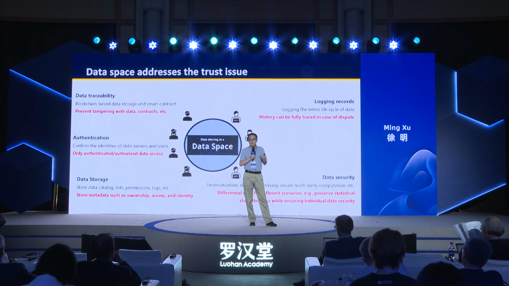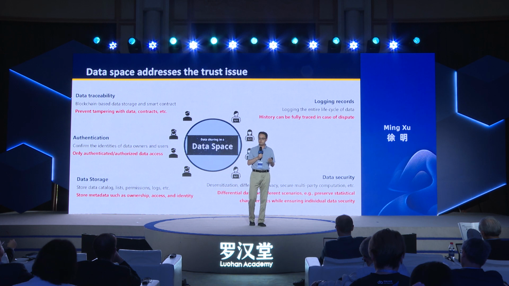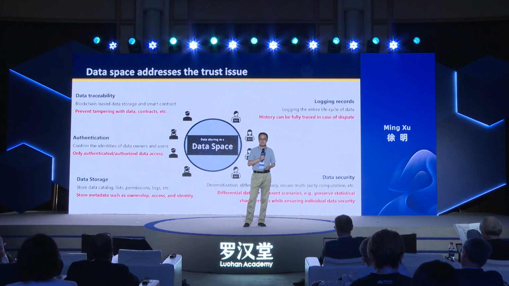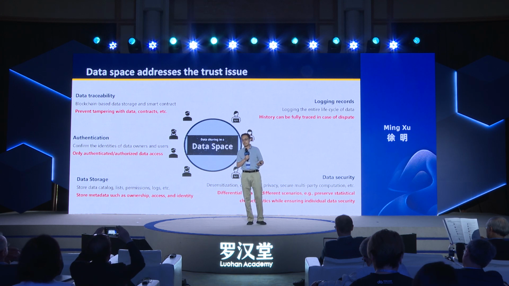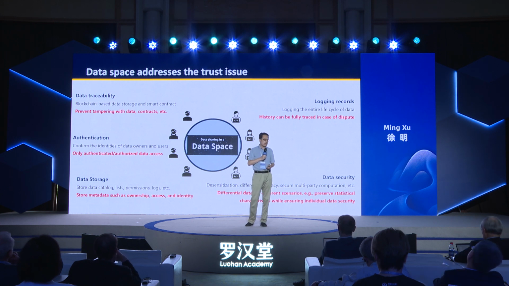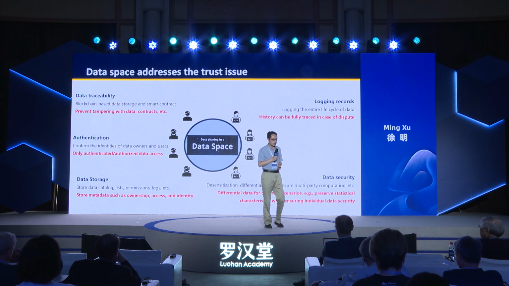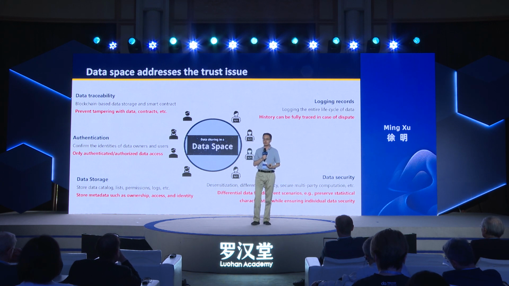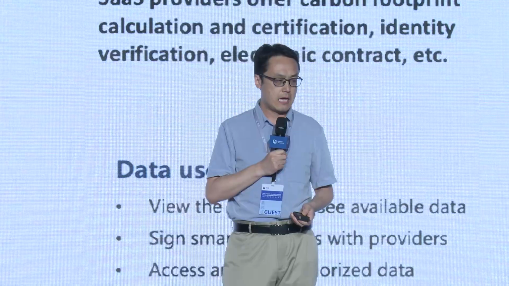So there is a technological solution: data space. Our friends from Europe might be very familiar with this term. It's a very promising technology solution to address data trust issues. And it has been applied in many industries, but has not been in the carbon footprint space, right? With data space technology, it's not a single technology, it's a technology framework, right? We can create data traceability, authentication, storage, security, and logging records, all sorts of things that you can think of to help us address those trust issues, right?